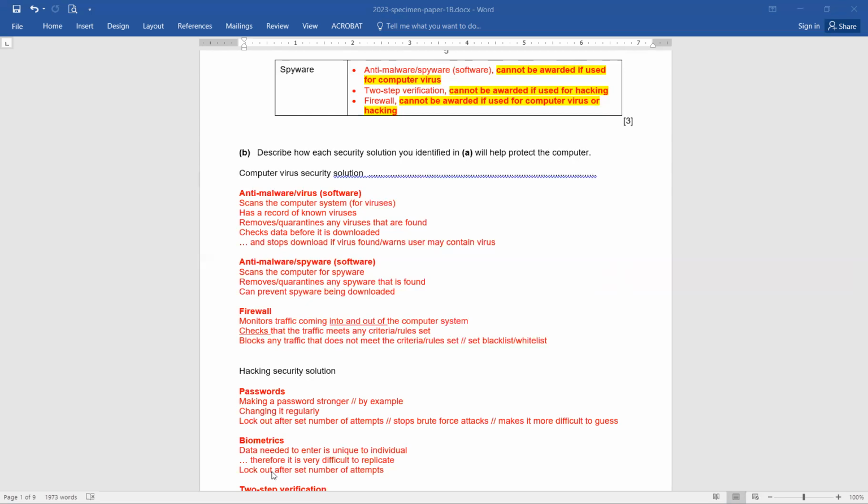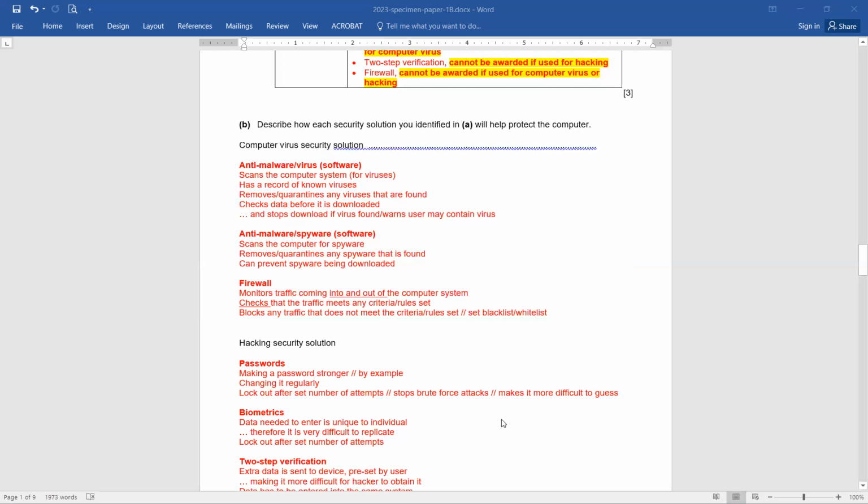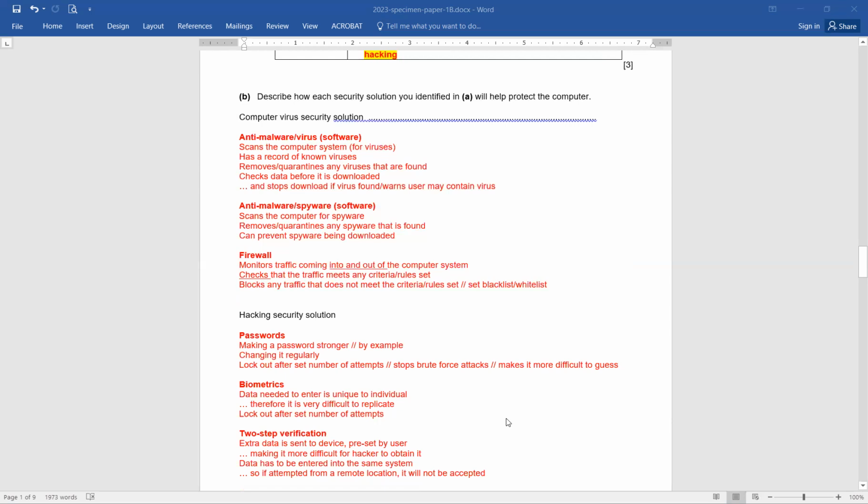Changing it regularly, again, a very important thing that we can do, and lock out after a set number of attempts, that is a very important step also, so that it should not be a never-ending process. Once the password has been entered, then after a certain number of attempts, that password should not be allowed to be re-entered. Biometrics. In case a student has opted for biometrics, data needs to be entered that is unique, because no two persons can ever have the same values. It is going to log out after a set number of attempts.